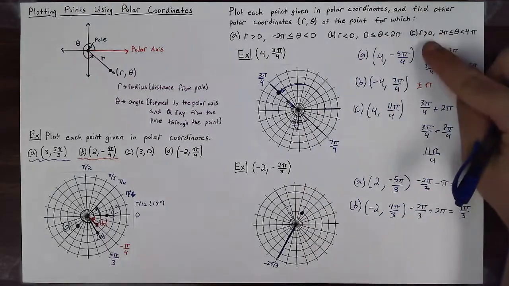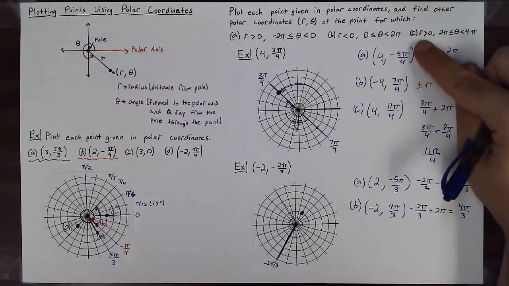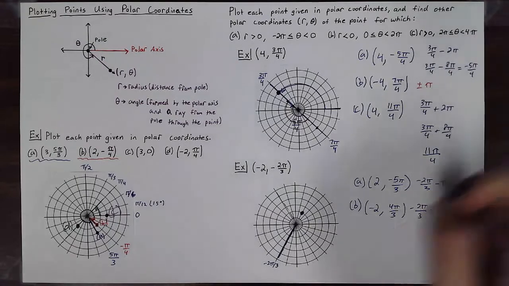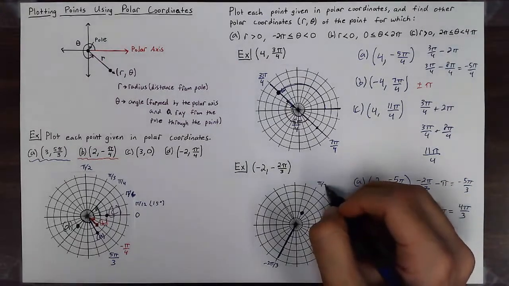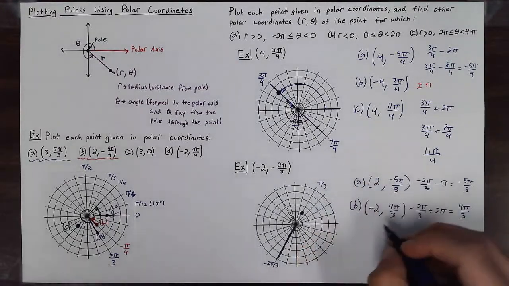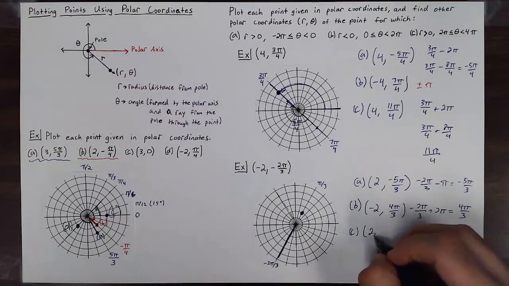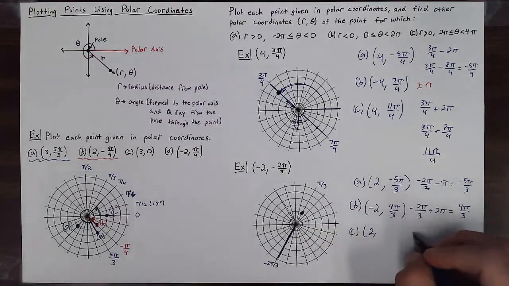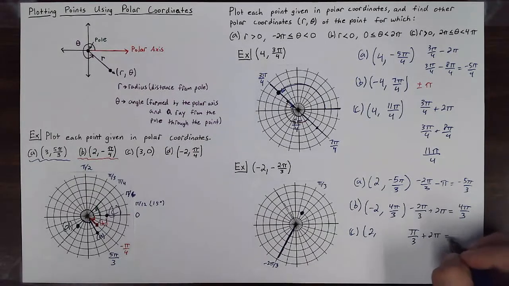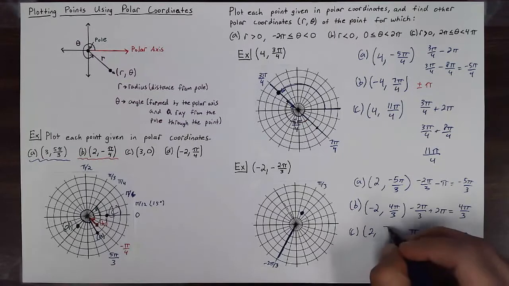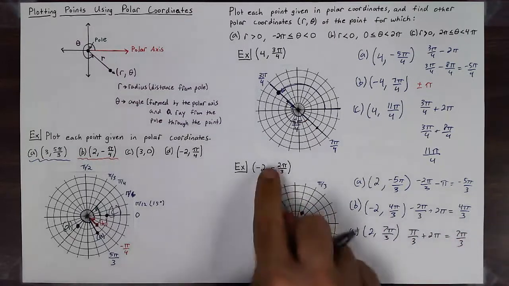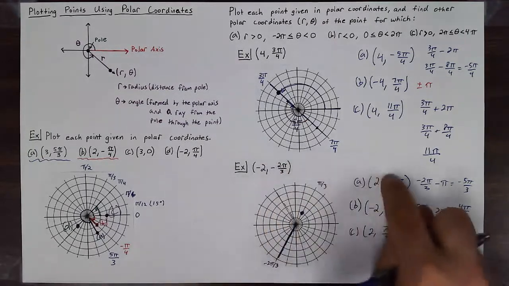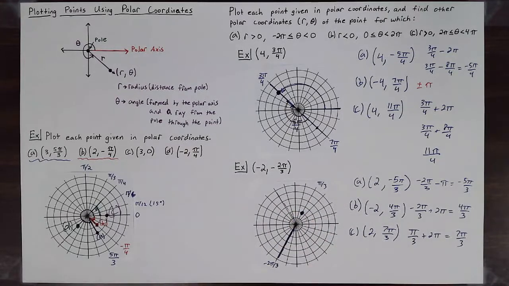And now part C, positive radius, but I want the angle to be greater than 2 pi. Now this angle here is already pi over 3 with that positive radius. So I need to get another rotation. So I'm just going to add 2 pi to pi over 3, giving me 7 pi over 3. Again, all four of these coordinates represent the same point in polar coordinates. And that is how you plot points using polar coordinates.